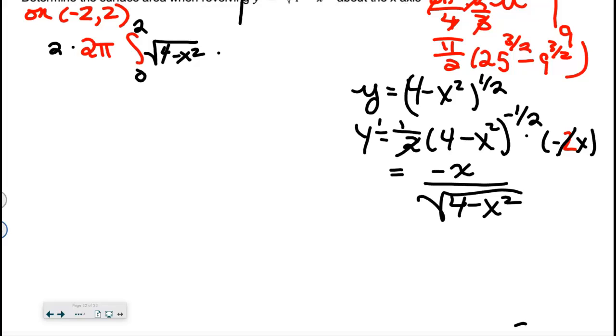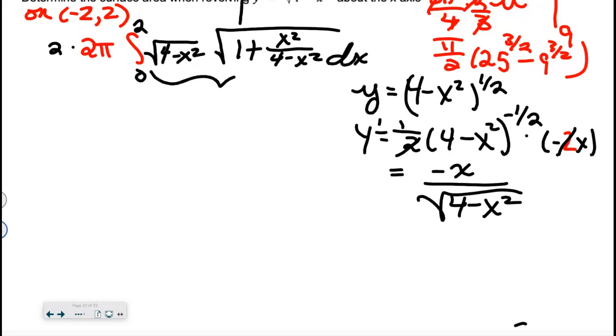Right? So what do I do with my derivative? Square it. Okay? And then I add 1 to it. So I have to do 1 plus the square of this derivative, which would become x squared, negative x times negative x, over 4 minus x squared. I've taught this class for many years, and that usually goes very well. It's the issue of the mess in here.